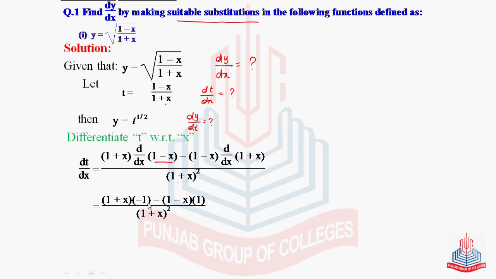Minus (1 minus x) will be as it is, and the derivative will apply on 1 plus x, so the derivative of 1 will be 0 and the derivative of x will be 1. By simplifying these results, that will become minus 1 into (1 plus x), minus (1 minus x). Minus and minus will become plus x, so this minus x and this plus x will be cancelled out. So finally we have minus 2 divided by (1 plus x) whole square, which is actually our dt by dx.